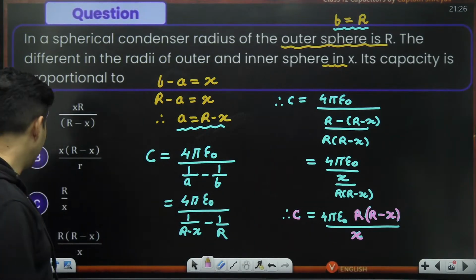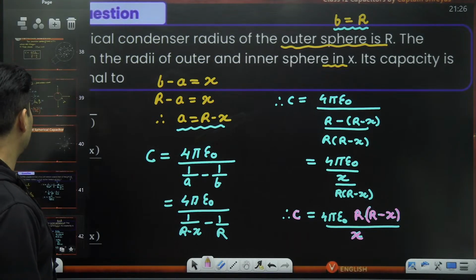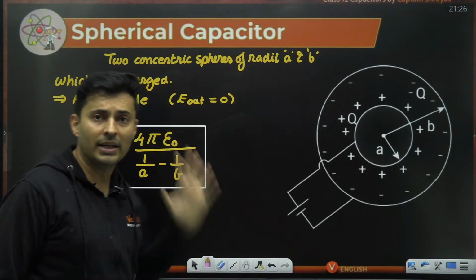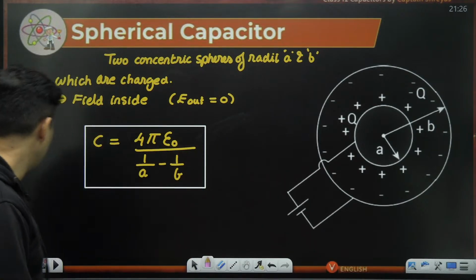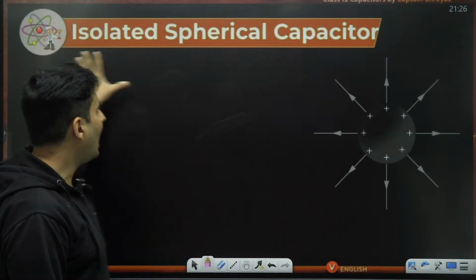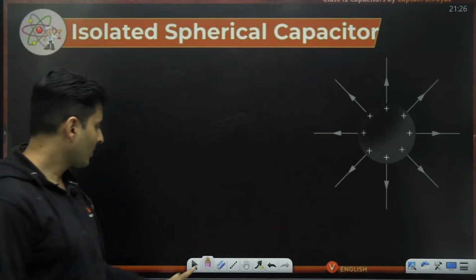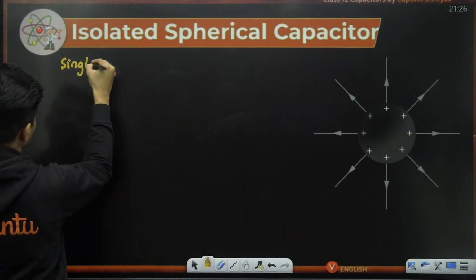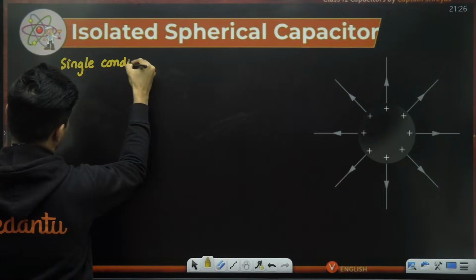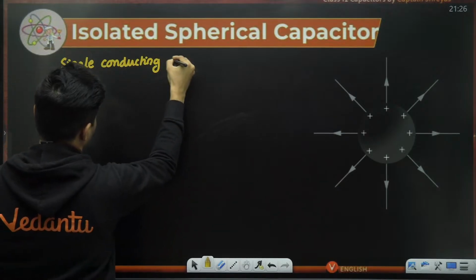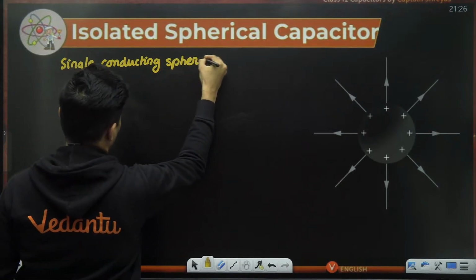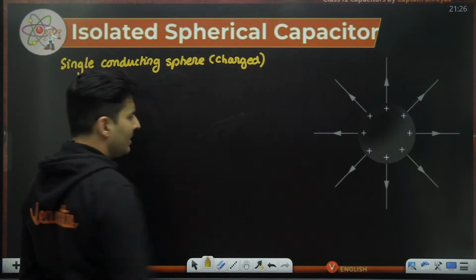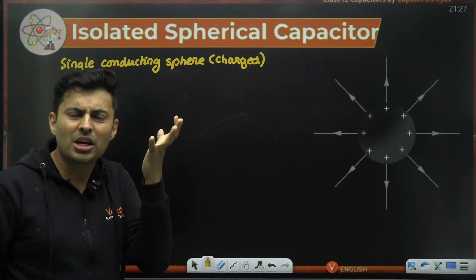Okay? Great. Now, there is a special consideration of spherical type where the outer sphere does not exist. Only one shell is there. That is called as isolated spherical capacitor, where you have a single conducting sphere which is charged. One might then think, where is the outer shell?